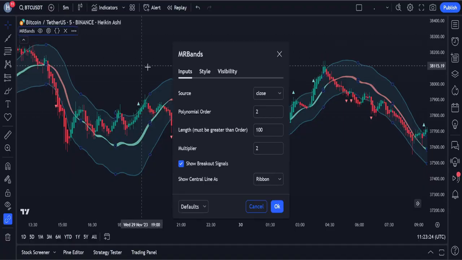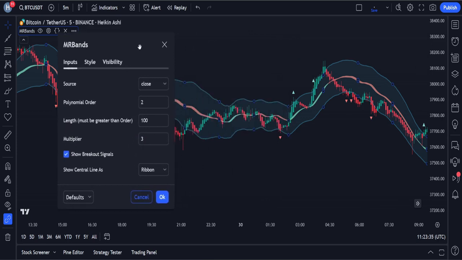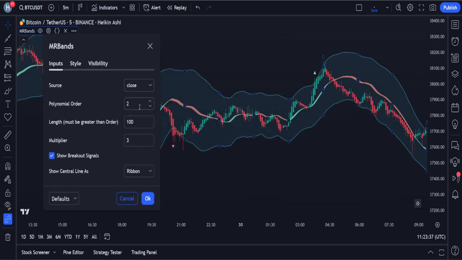Now let's access the indicator settings. In the settings, for the multiplier, we will change it to 3. By doing so, statistically, 99.7% of price will now move between the bands. So now, any sort of price movement out of the bands is very rare, and it can signal the price moving in an opposite direction.